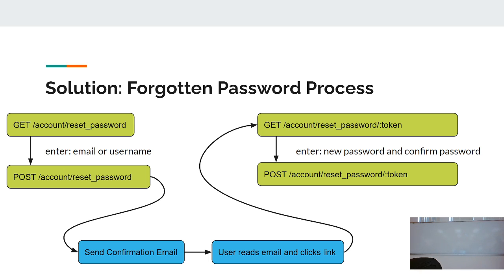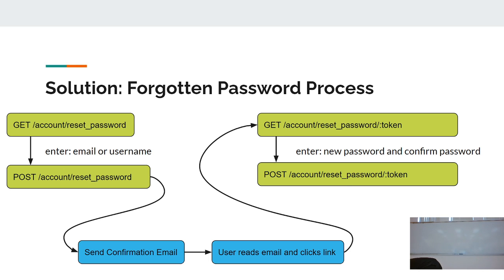So we send that. The user follows the link, which would have a token again. Going to come back up here. So now I have a route that has the token in it. This route, this side of it, didn't have the token. This side does. So we check the token, and this one gives them a form to enter their password and confirm password. We go down here.